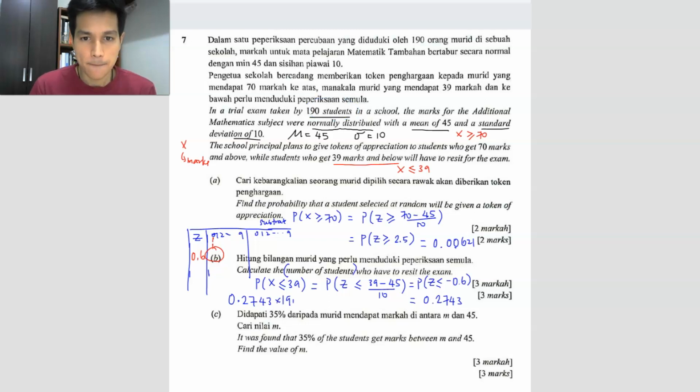So your answer is 52.117, but 52.117 means what? 52 students, correct? Where got 52.117 students? So it's 52 students. Sorry, a bit cramped here.